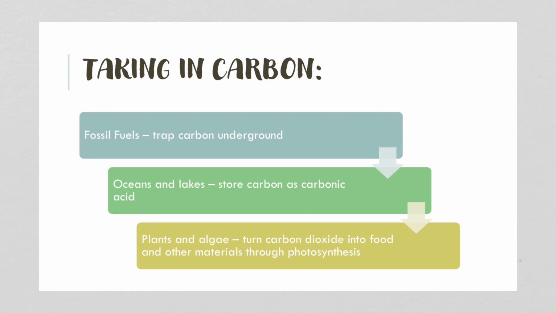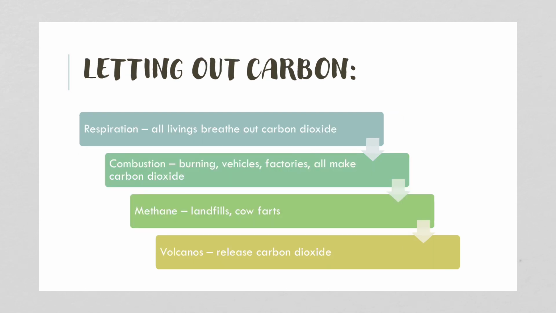And then plants and algae turn carbon dioxide into food and other materials through photosynthesis, the fibers that we use, structural things that we might need the plants for. But they also, as a byproduct, make oxygen, which is essential for all living things for surviving on Earth. The things that let out carbon, so respiration: all living things breathe out carbon dioxide, and during the process of cellular respiration, they produce carbon dioxide as a waste product.